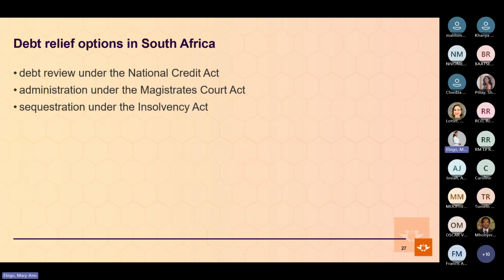It's important to know that under all options, if you're married in community of property, your spouse will also have to join in, as it's a single estate that goes under the same debt relief option. So if you're sequestrated, your spouse will also be sequestrated.